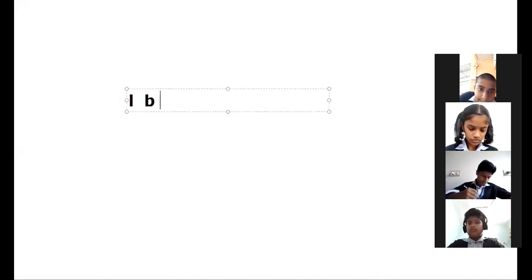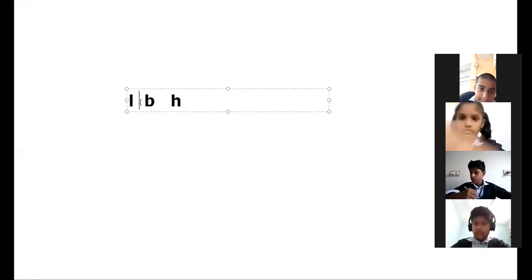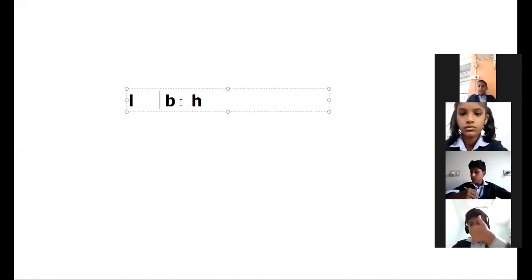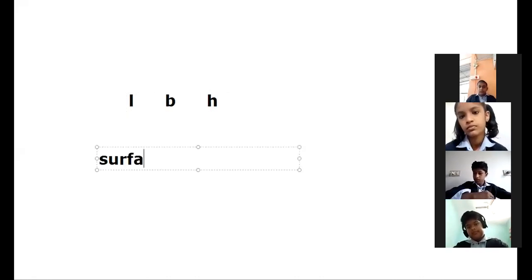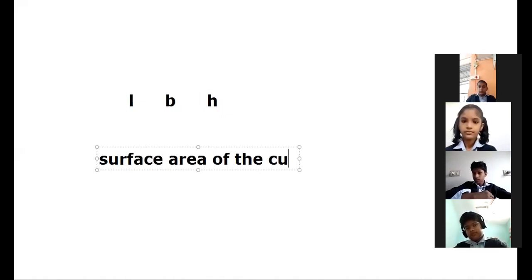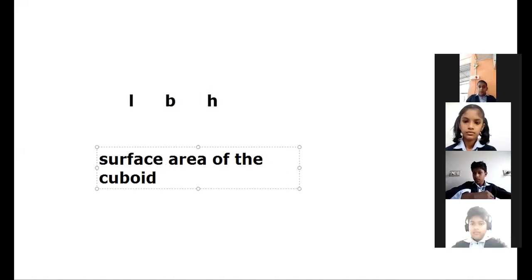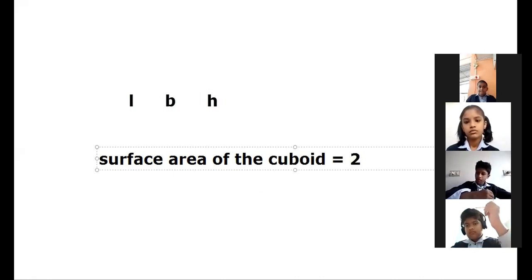How can you easily remember it? I'll tell you. L, B, and H. These are the variables, right? Length, breadth, height. So the equation to find the surface area of the cuboid: you have to remember 2 into. 2 into is there. Okay.